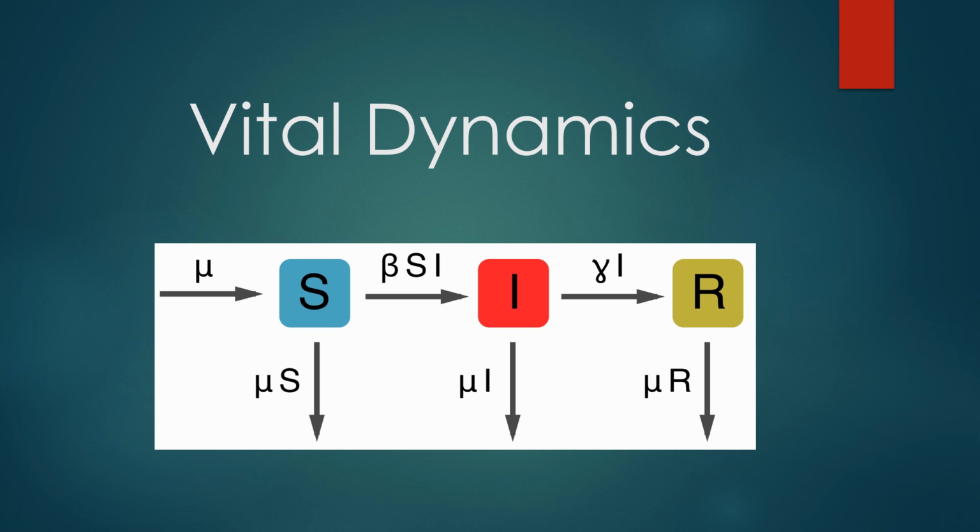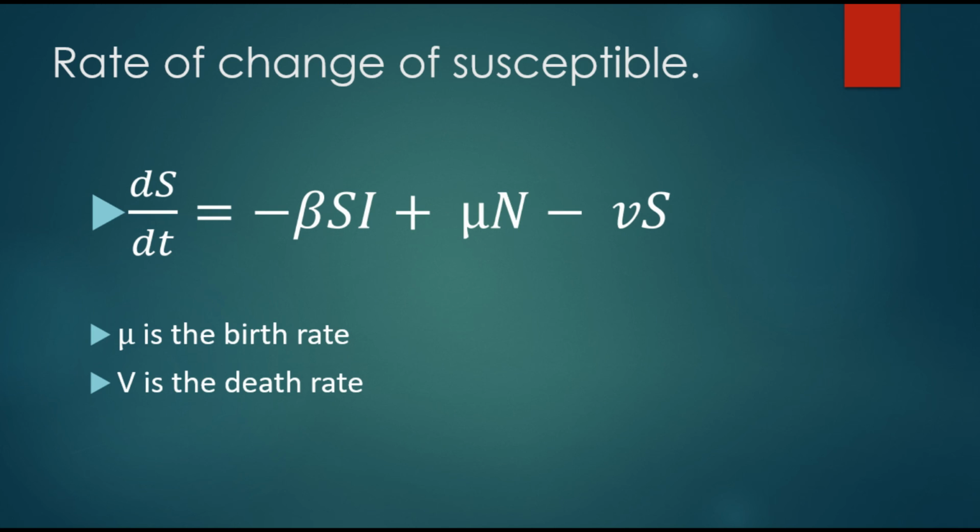So we now have three sets of differential equations. dS/dt equals minus beta SI plus mu N minus vS. So the first part of the equation is the same. We have the people going from susceptible to infected, but we also have mu N and minus vS. Mu N is the possibility of someone within the population giving birth, and then minus vS represents the probability of one of the people dying. So if you die, that pretty much means you go straight to the recovered category.